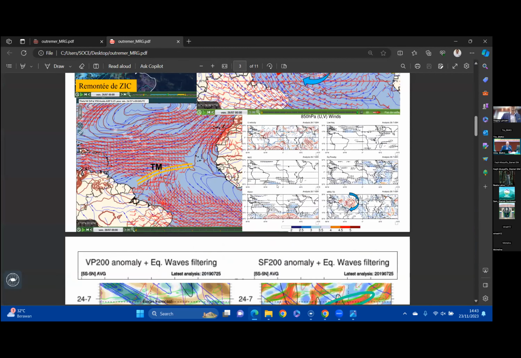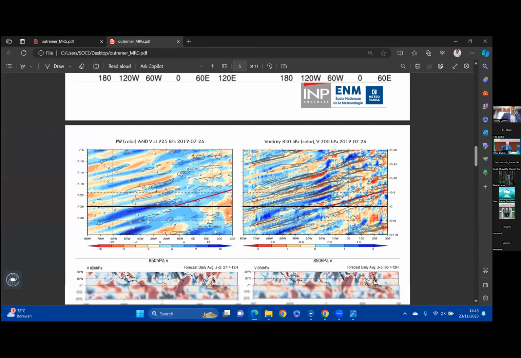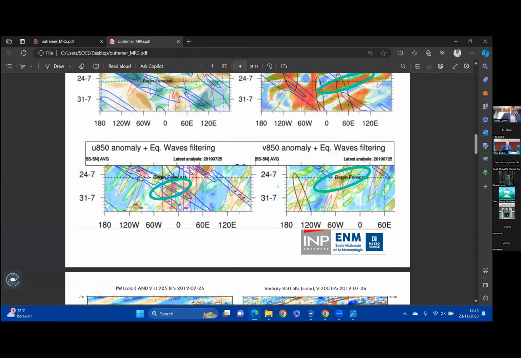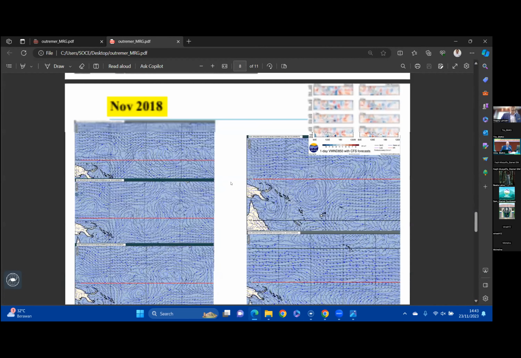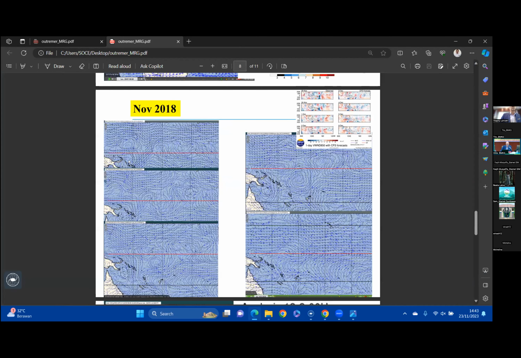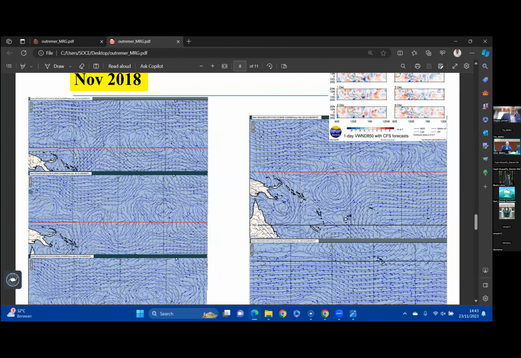So I'm moving now to the Pacific Ocean. Over the West Pacific Ocean, it's very useful for Papua New Guinea and the Solomon Islands. They will be very much impacted by mixed Rossby-Gravity, and all the islands which are across the equator.